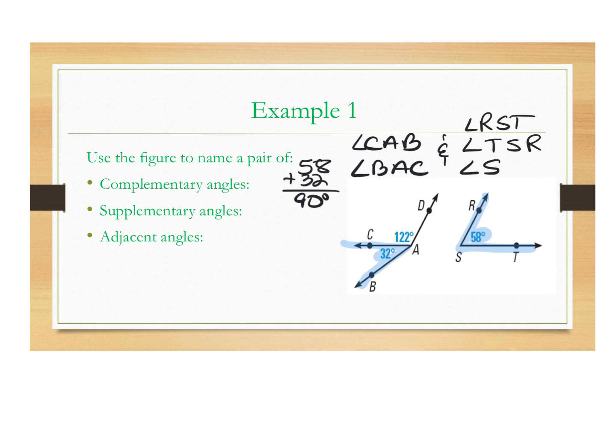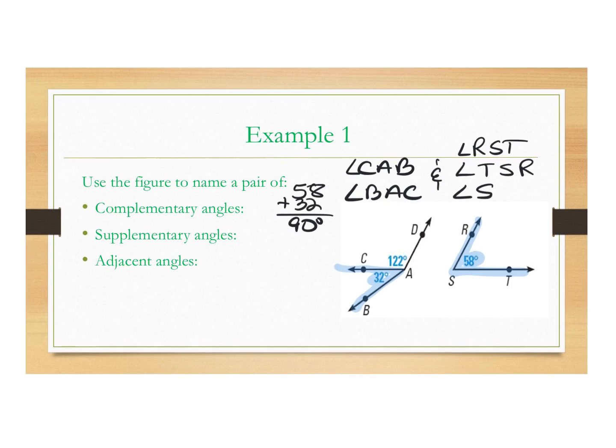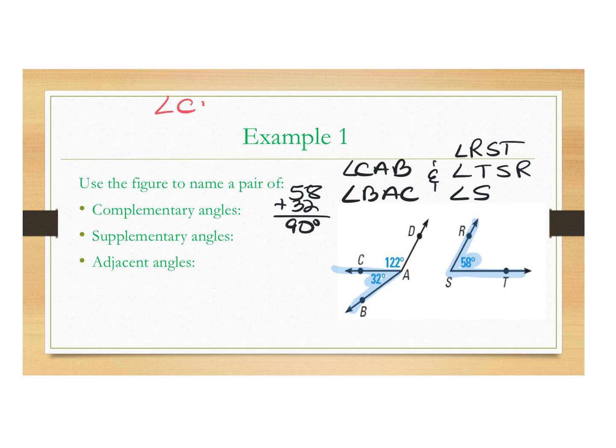Everybody good on the complement? Yes. If you were writing a proof, what you would do is you could say that angle CAB plus angle RST equal 90 degrees. You could do that. But if it just asks you to list them, you could just put CAB and then one of these. Does that make sense? Okay, so now we need to look for the supplement.